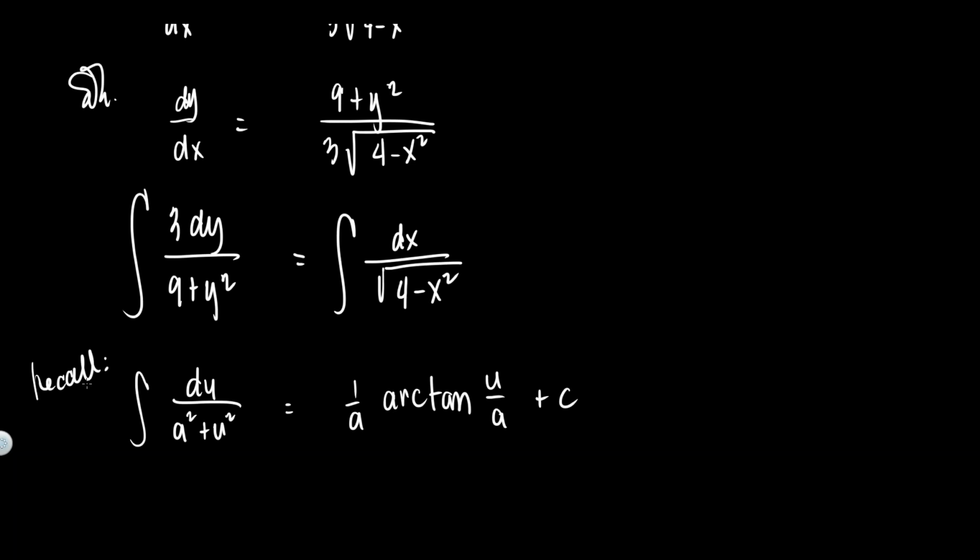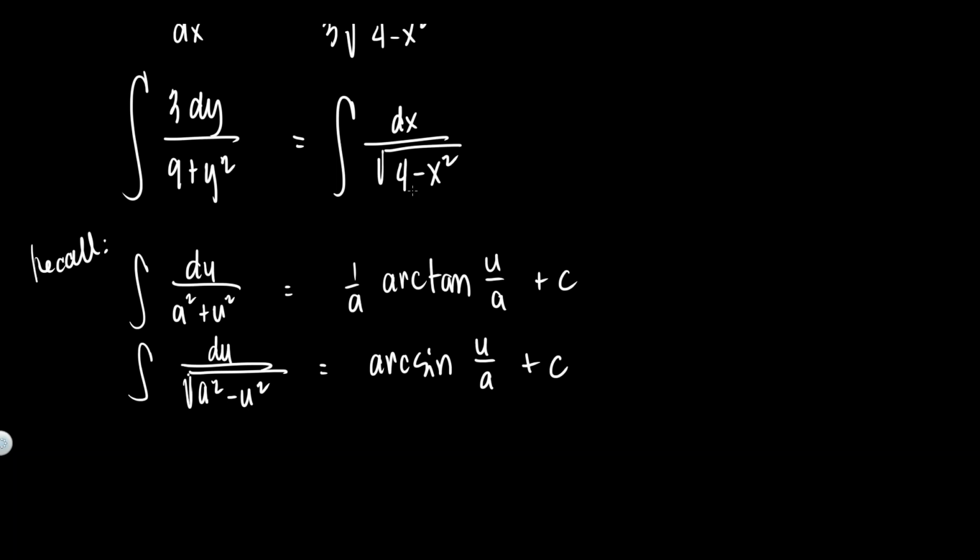From our integral calculus, the term on the right side, the integral of dx over the square root of 4 minus x squared, is arcsine. So recall that the integral of du over the square root of a squared minus u squared is arcsine of u over a plus c. Madali lang yan, basta alam mo yung formula.